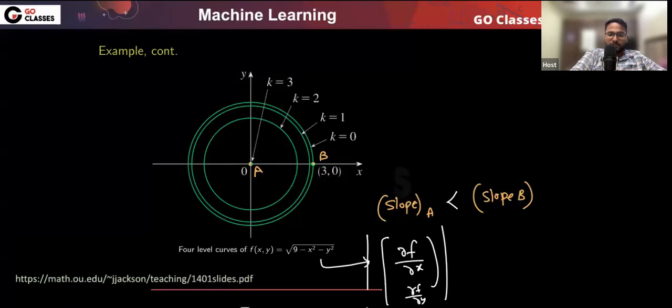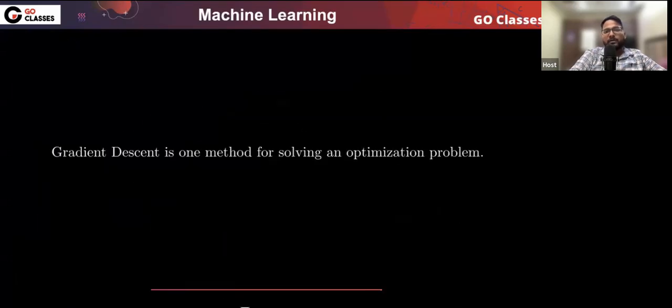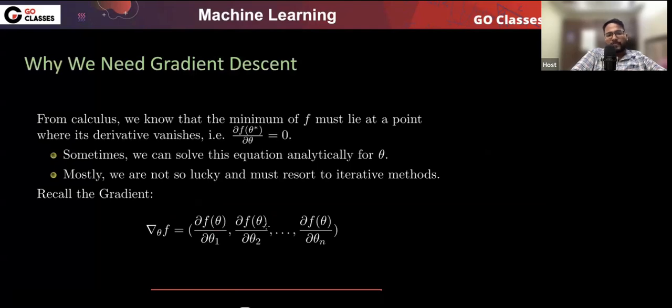So let's start the algorithm. Gradient descent is one method for solving an optimization problem. For example, if you want to find the minimum of x square plus 2, which is 2, that is a very easy function, right? You already know this is an easy function. But how do we solve it using gradient descent? Let's check.